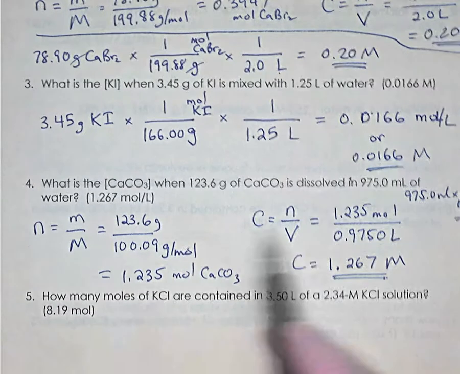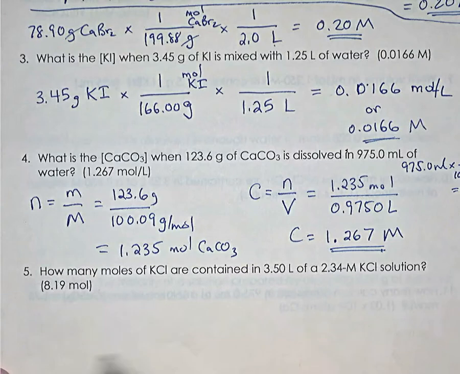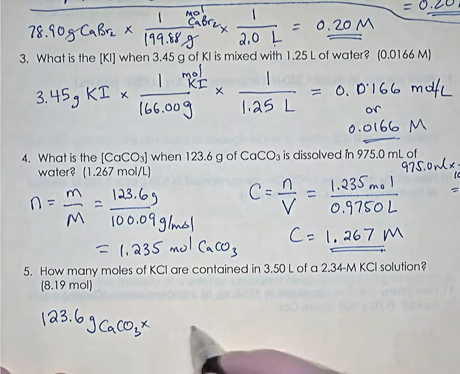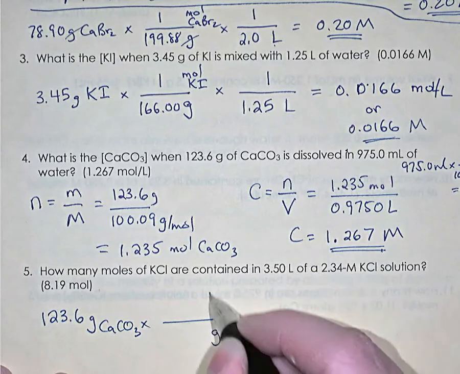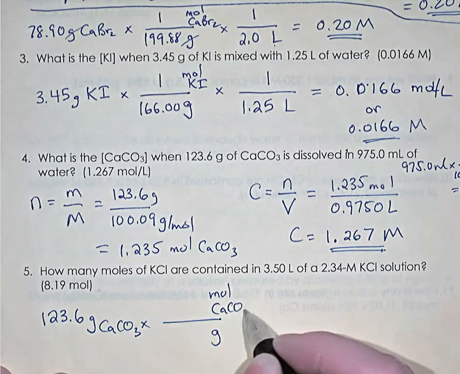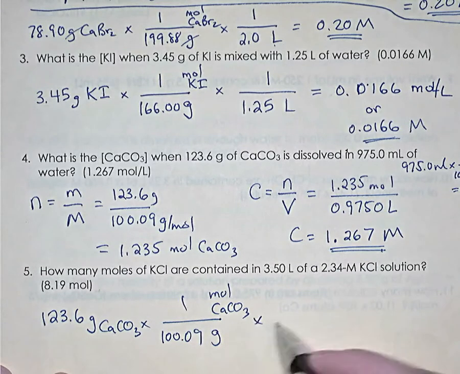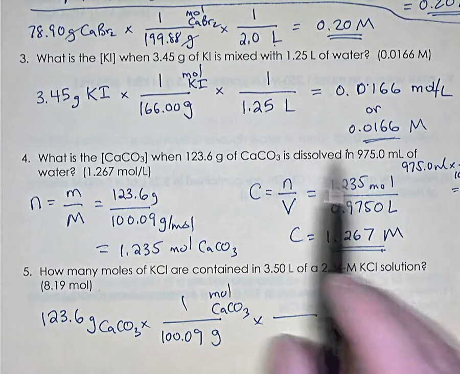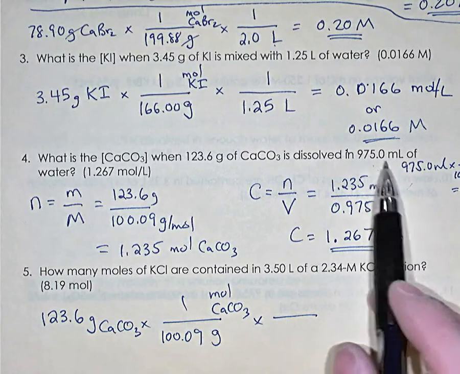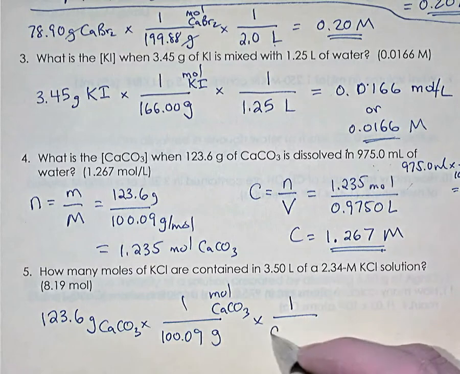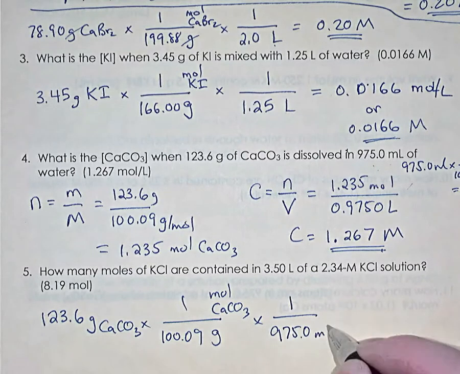So I'm going to solve that same problem down below here using unit multipliers. So I would have taken the mass, 123.6 grams of the calcium carbonate, and with my first multiplier I would switch the grams to moles of calcium carbonate. 1 mole is 100.09 grams. And then, once I have moles, I remember I need to divide by the volume. But in this question, number 4, the volume was in milliliters. So all I'm going to do is divide by that volume, 975.0 milliliters.